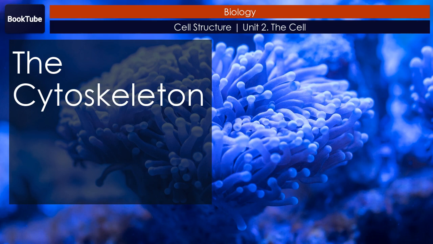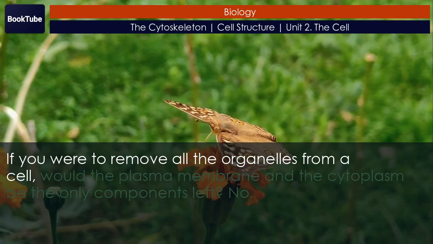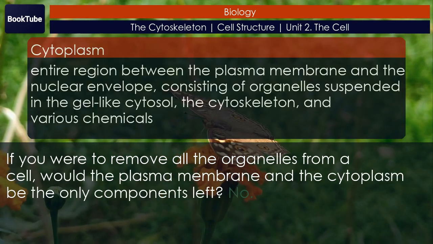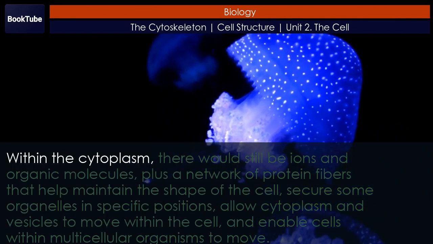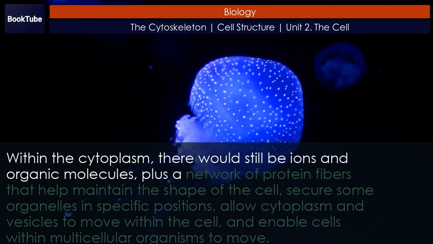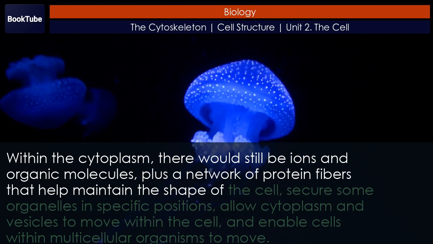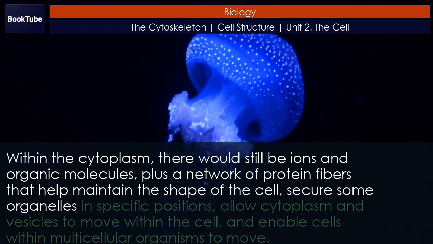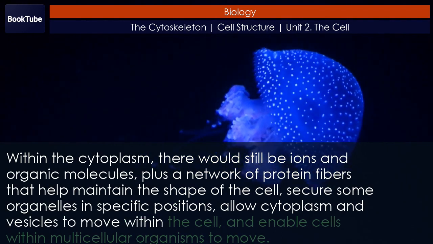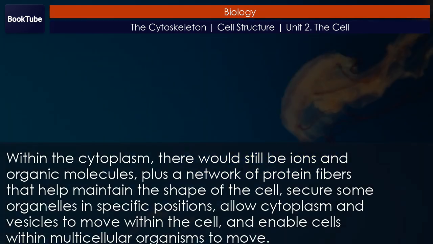The cytoskeleton. If you were to remove all the organelles from a cell, would the plasma membrane and the cytoplasm be the only components left? No. Within the cytoplasm, there would still be ions and organic molecules, plus a network of protein fibers that help maintain the shape of the cell, secure some organelles in specific positions, allow cytoplasm and vesicles to move within the cell, and enable cells within multicellular organisms to move.